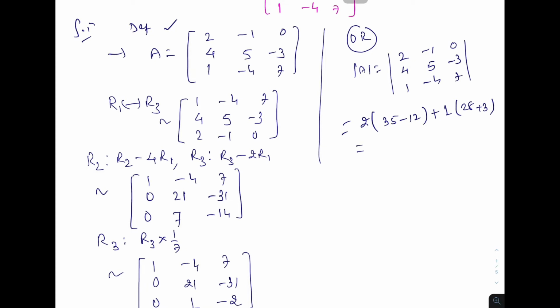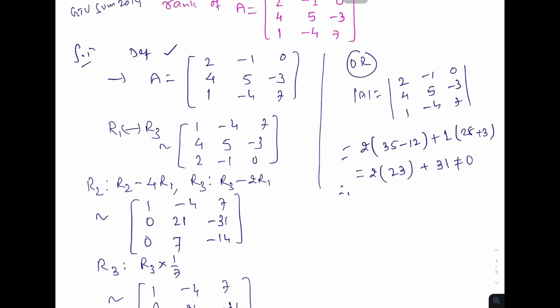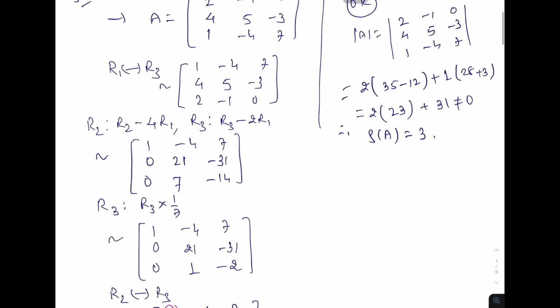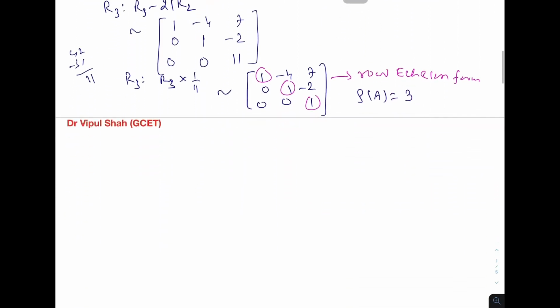So 35 minus 12 into 2, so that is 23, plus 8 plus 3, so that is 31, and this is not equal to 0. Since the 3 by 3 determinant, the minor of order 3, is non-zero, therefore the rank of A equal to 3. So this method can also be used.